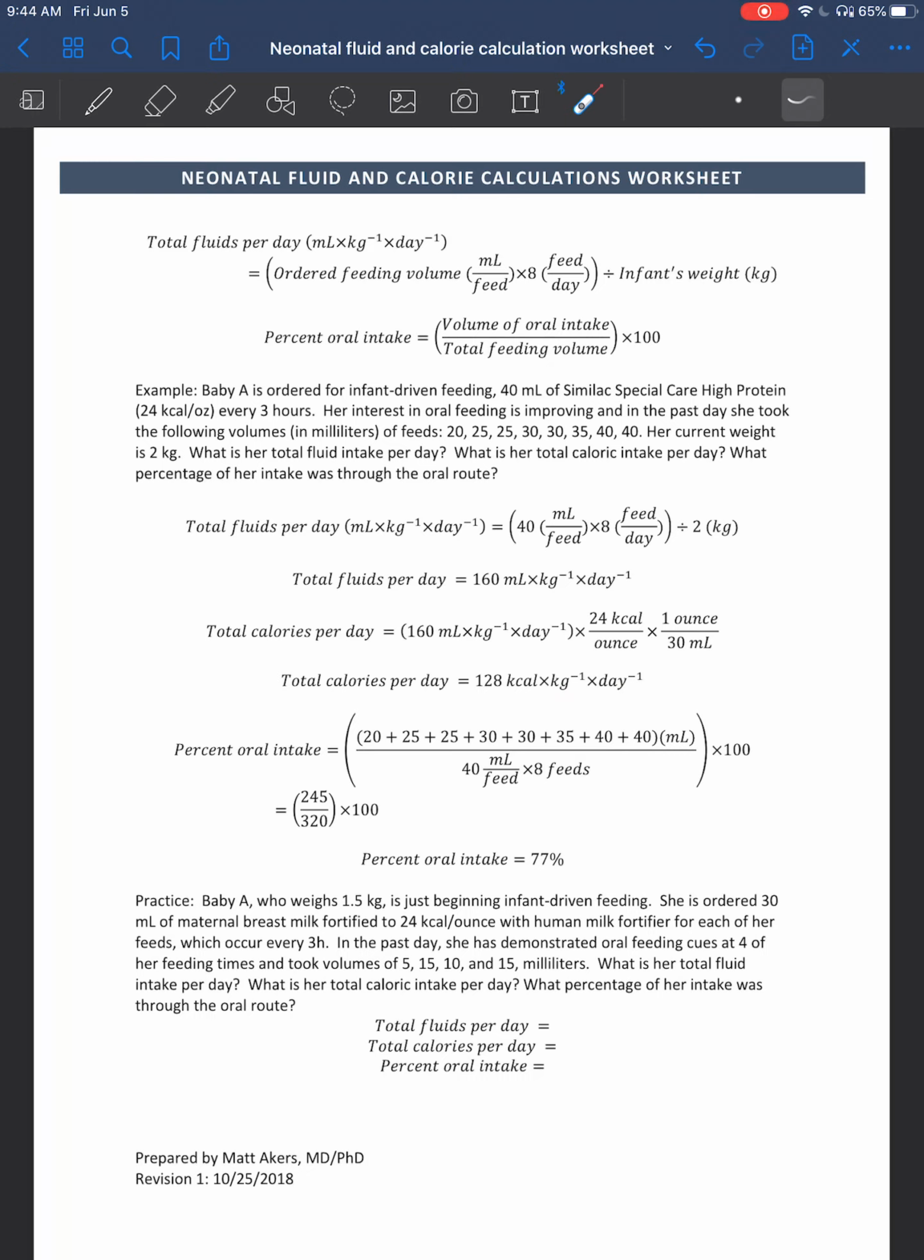To get to the percent oral intake, again, we simply add what the baby took by mouth at each of her feeds. You can see here in these two feeds, the baby took the full amount by mouth. Here, she only took half. So we add those numbers up, divide by the total volume of feeds, 40 milliliters times 8 feeds, and then multiply by 100 to get the percent, 77%.